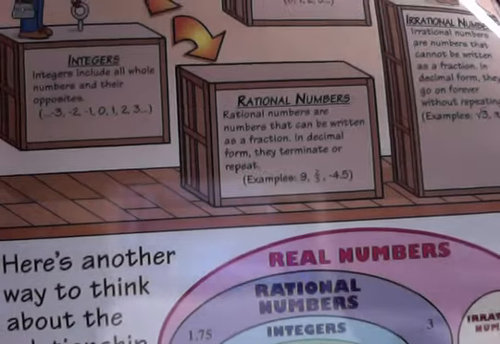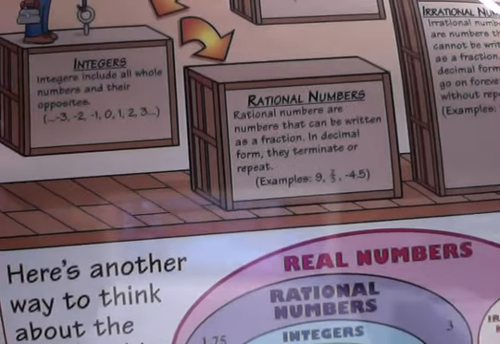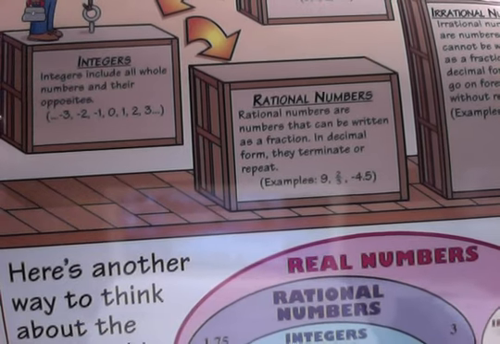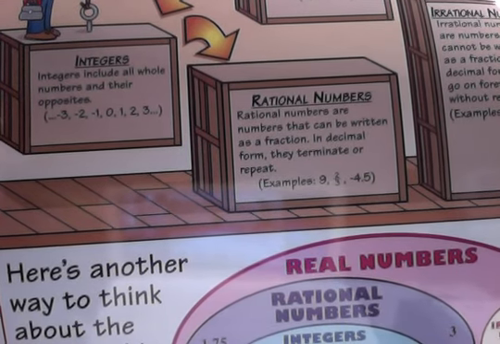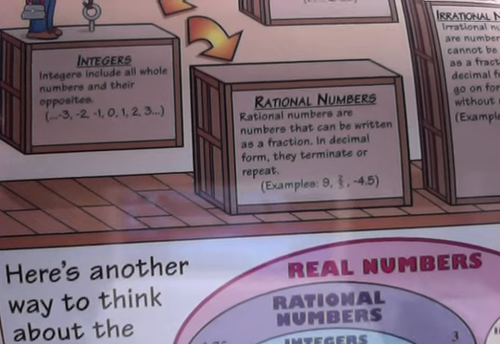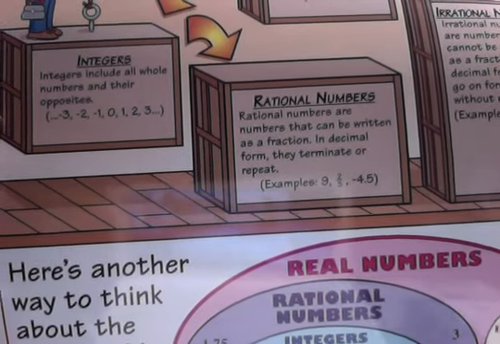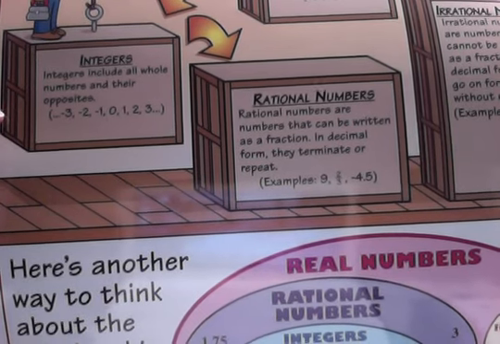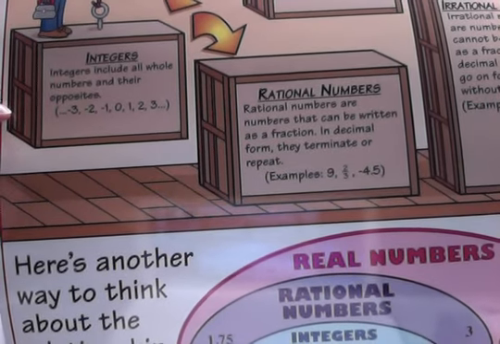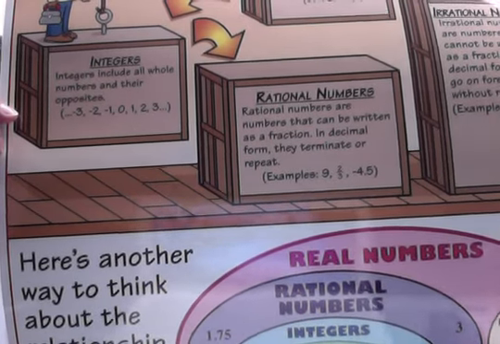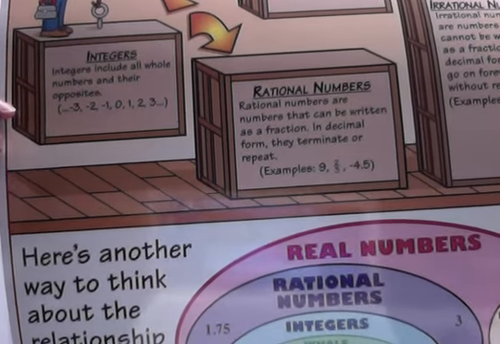Okay? All right. Moving on here to the integers. If I look right here at the integers, they include all whole numbers and their opposites. So for instance 0, and then we go with 1 and negative 1, 2 and negative 2, 3 and negative 3, 4 and negative 4. Okay, so again, integers include all whole numbers and their opposites.